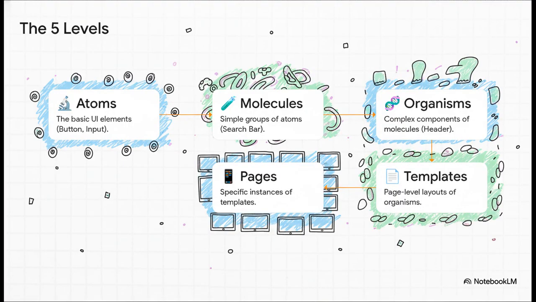The idea is actually pretty intuitive. It's inspired by chemistry. You start with the absolute smallest UI elements, your atoms, like a button or an input field. You combine those into functional molecules, like a search bar. Then you group those into more complex organisms, like a site header. You arrange those in templates, and finally, you pour real data into those templates to create your finished pages.